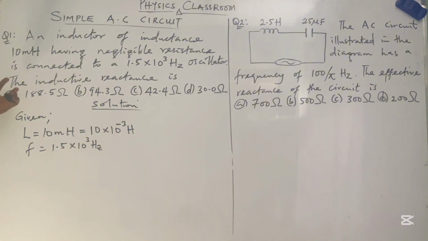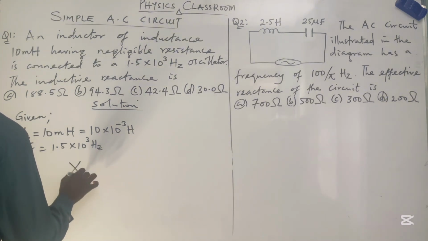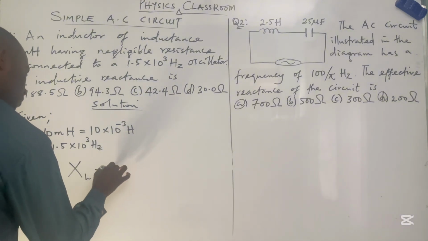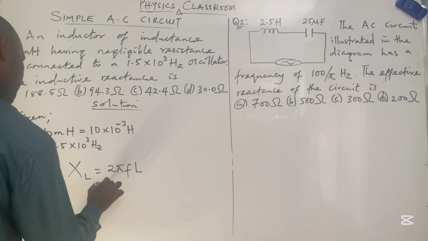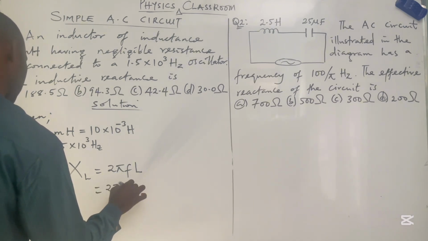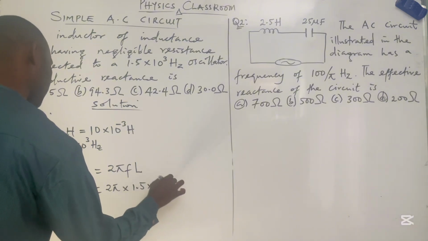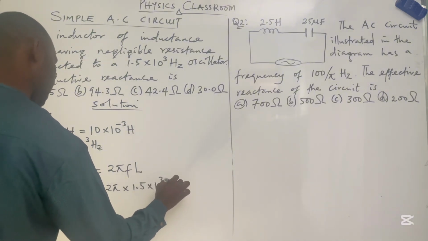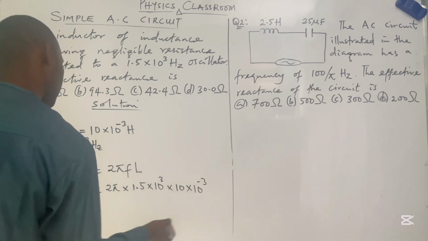Then you have to get the inductive reactance, as simple as that. So the next thing you do is to choose your formula correctly. As you already know, inductive reactance is denoted by the symbol XL, which is equal to 2 pi FL. So from here, we can say 2 pi multiplied by the frequency, which is 1.5 times 10 raised to the power of 3, times L, of course, which is 10 times 10 raised to the power of minus 3 Henry.